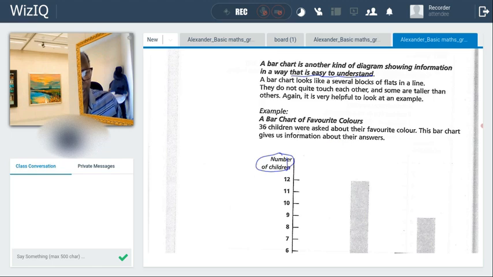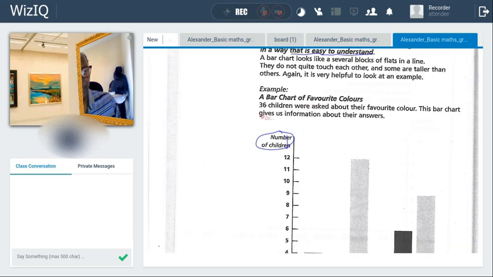If you add them up, they should give you the total number they have given you. So if you add these heights: 4 here, 2 here, 12 there, 3 here, 6 there, 9 there, they should give you the total number of children they have told you about. Here they say 36 children were asked about their favorite color. This bar chart gives us information about their answers. Now, this is information because it has been analyzed. They didn't put it this way; you have analyzed it and presented it as the information.